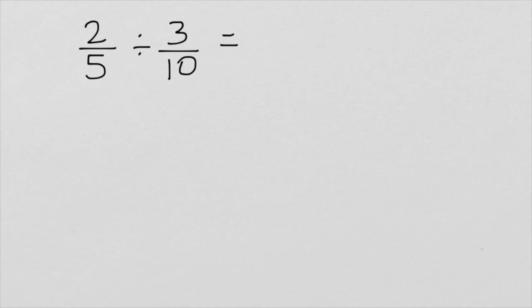Right, let's have a look at this one. 2/5 divided by 3/10. So, I copied down the first fraction as it is, 2/5. I then take the divide sign and turn it into a multiply sign. But I have to invert the second fraction upside down in order to do that. So, it becomes 10 over 3.